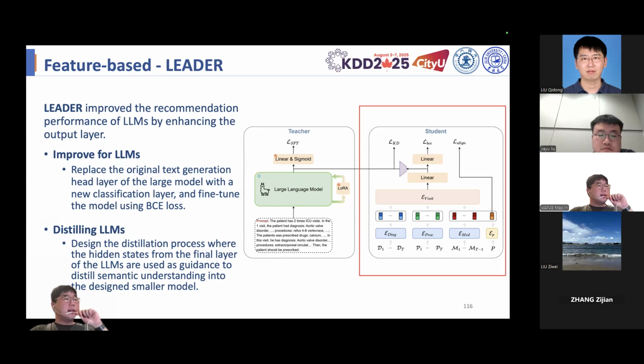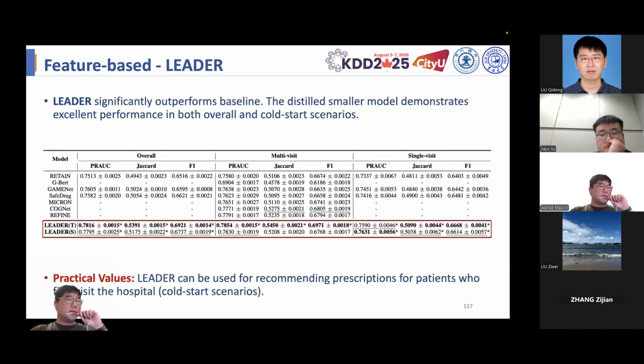LEADER designs a feature-based distillation process where the hidden state from the final layer of the linear models serves as guidance to distill semantic understanding capabilities into a smaller, more efficient model. In experiments, LEADER compared the recommendation results for patients with multiple and single visits. LEADER significantly outperformed other baselines across all user groups.